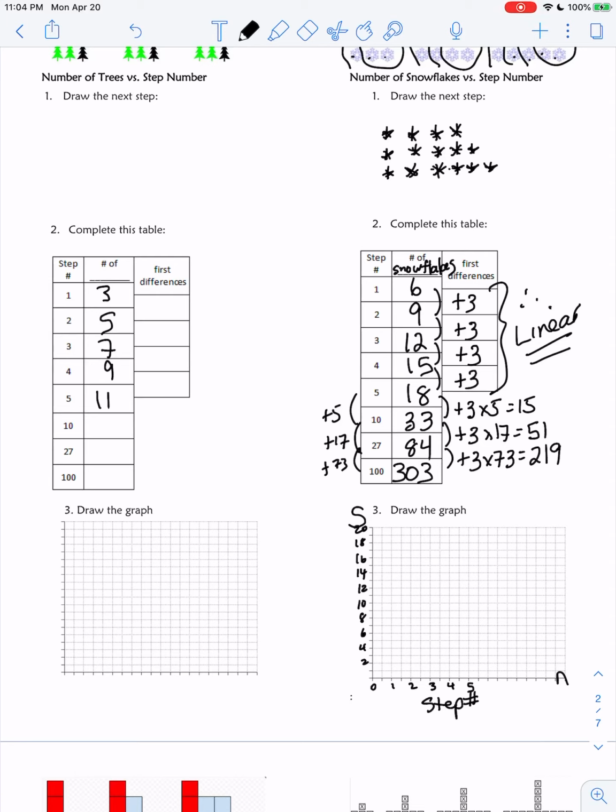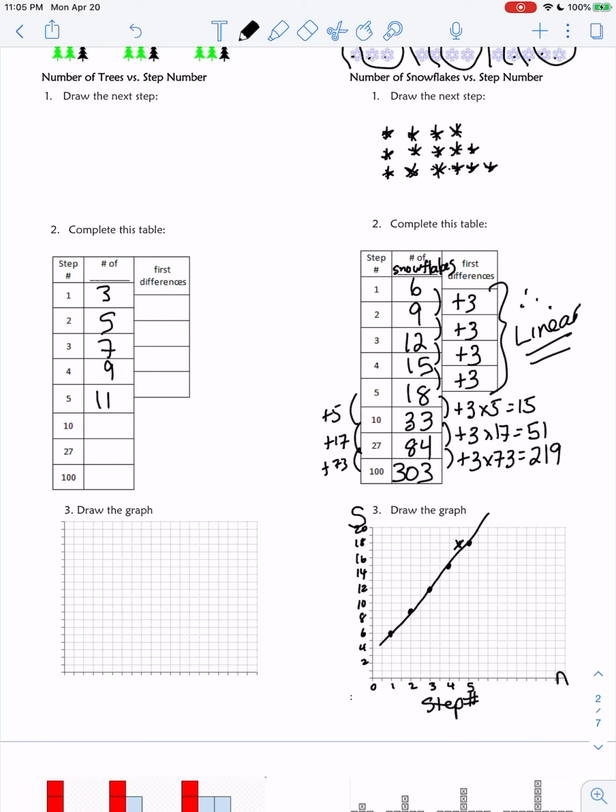So for step number 1, we're at 6. Step number 2, we're at 9. Step number 3, we're at 12. Step number 4, we're at 15. Step number 5, we are at 18. See, oops, that one right there. So there definitely is a straight line here.